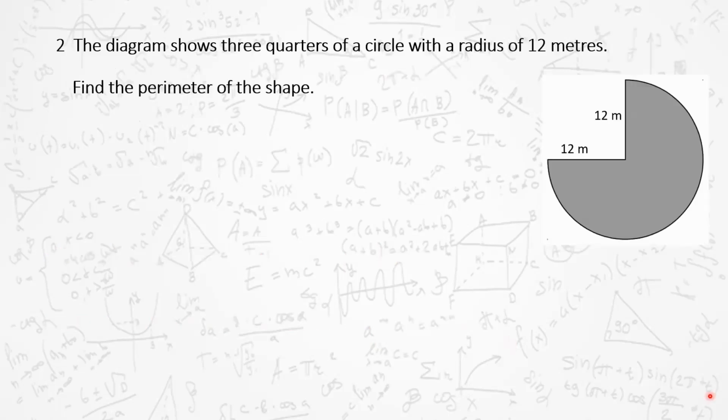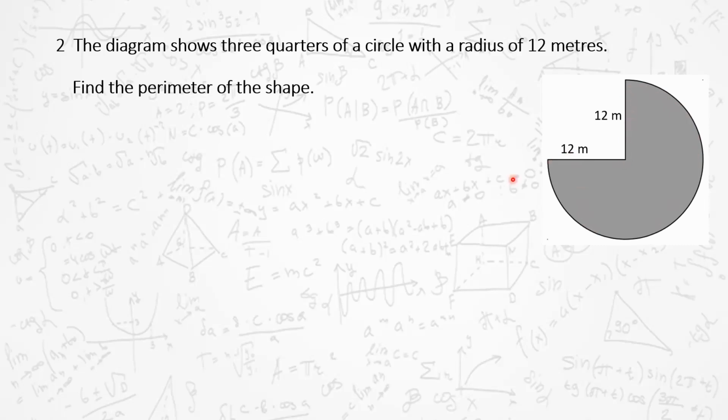Question 2. The diagram shows 3/4 of a circle with a radius of 12 meters. Find the perimeter of the shape. For this question, in order to work out the perimeter of the shape, we need to work out all around the edges, which includes 3/4 of the circumference of the circle and also these 2 lines here.